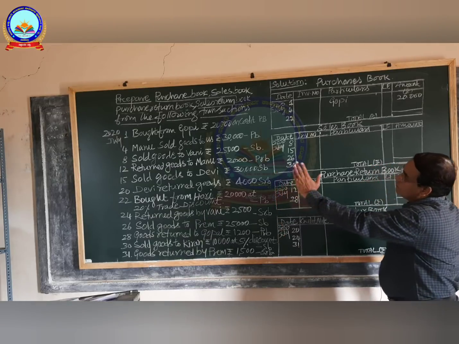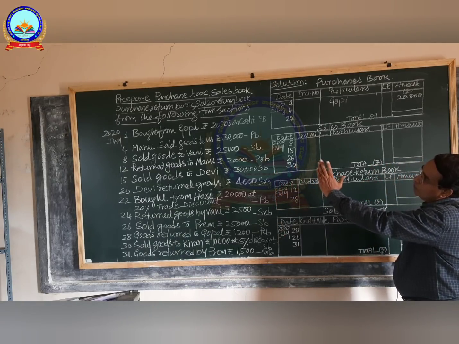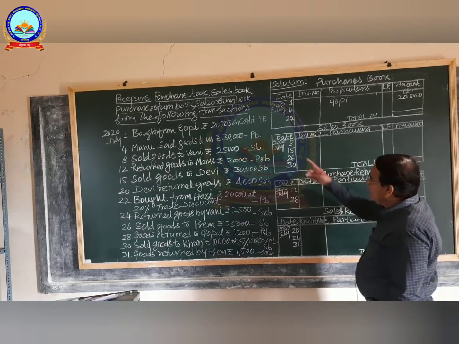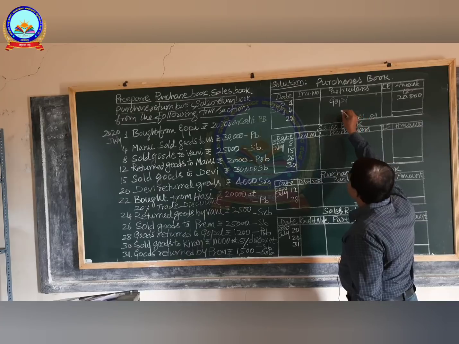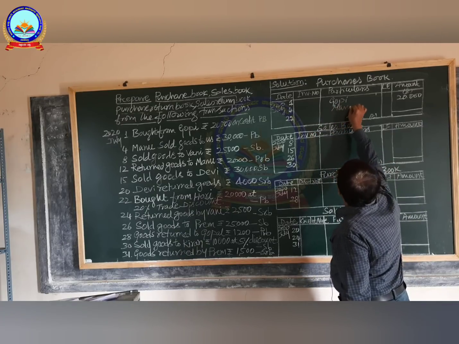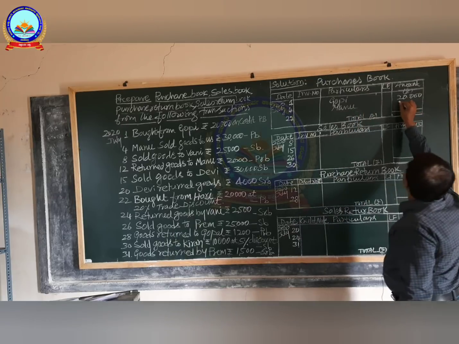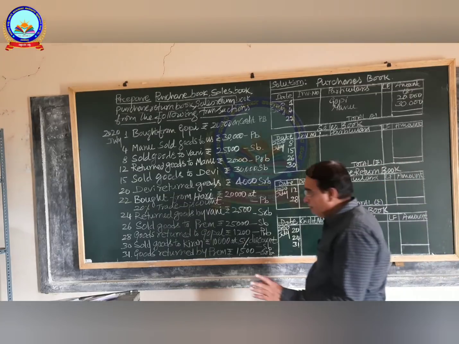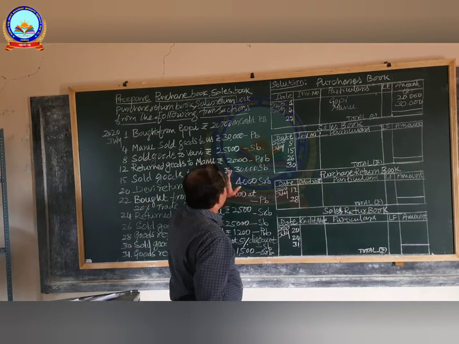Then on 4th, Manu sold goods to us. Purchased goods from Manu. It should be entered in the purchases book. Date 4, Manu, rupees 30,000.